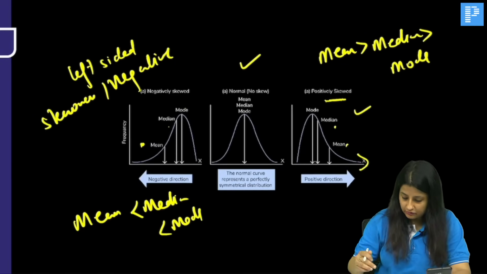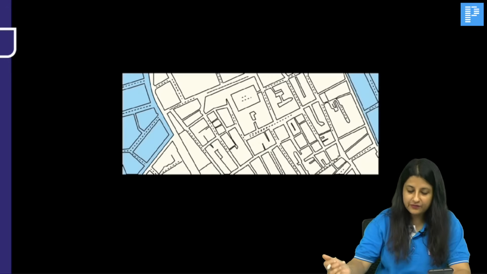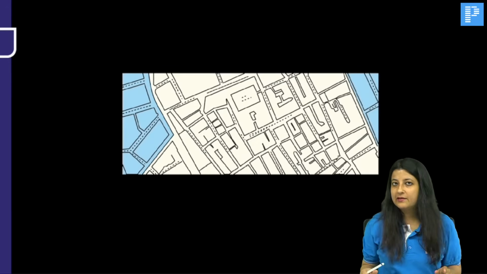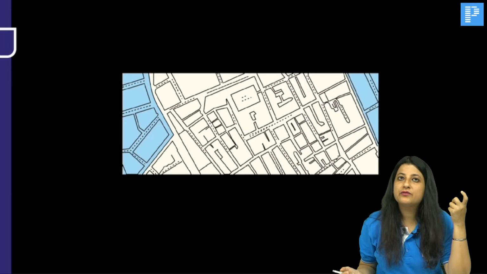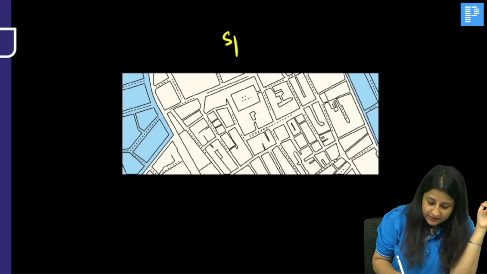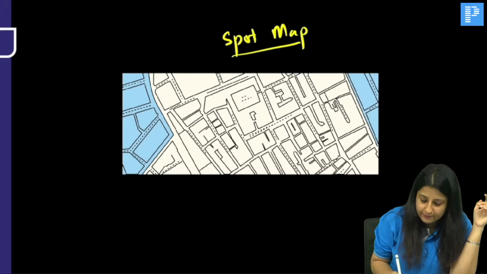Okay. Chalo, let's go to the next image. What is the name of this image, guys? Everybody should know this. What is the name of this image? This is nothing but spot map. And what does spot map tell us about?